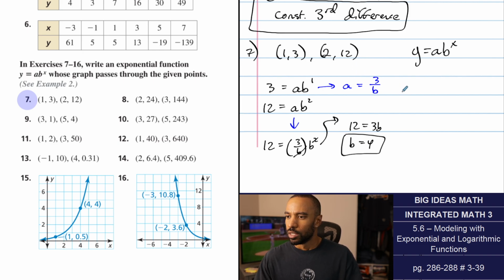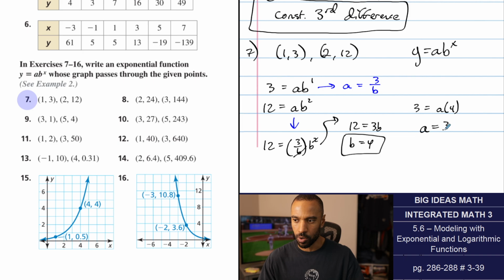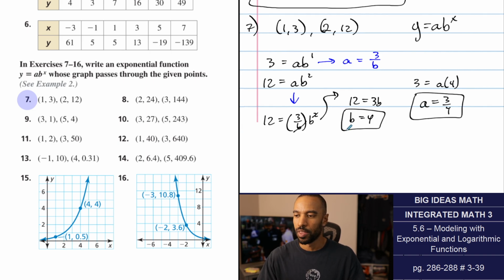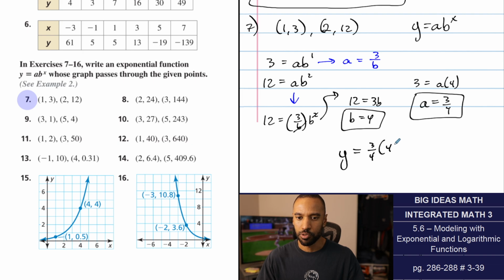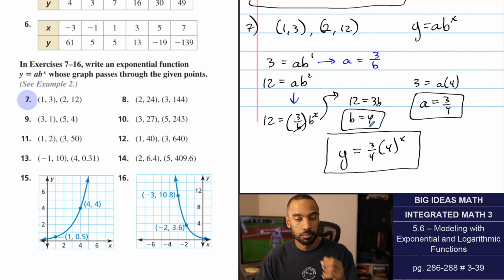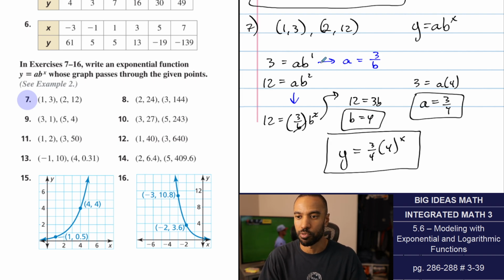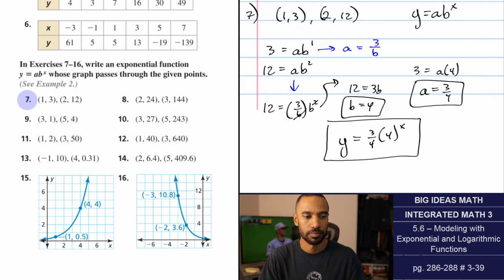Where do I want to plug in? Let's do the top equation. So b equals 4. We have 3 equals a times 4. Divide both sides by 4. A is 3/4. That's exactly what you would get if you divided by 4 here to get to 0. And so this equation is going to be y equals 3/4 times 4 to the x power. You could also turn 3/4 into 0.75, but there's the exact fraction. 3/4 times 4 to the x power is our equation.